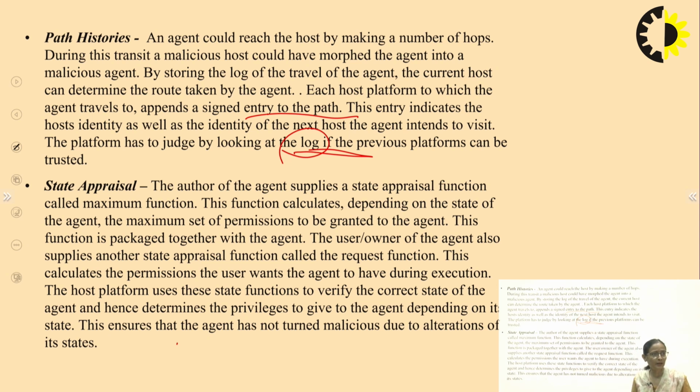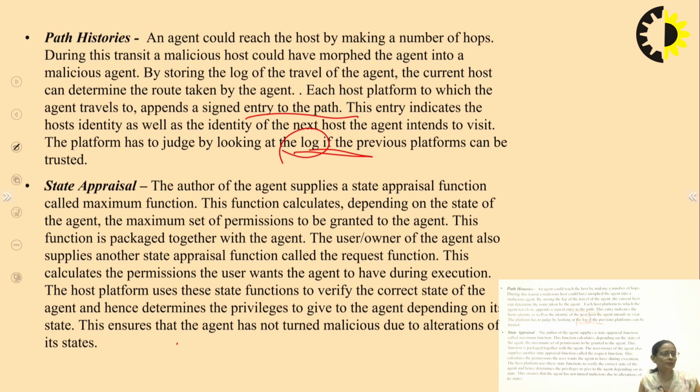This entry indicates the host identity as well as the identity of the next host the agent intends to visit. So the platform has to judge, by looking at this log information, whether the previous platforms can be trusted or not. If it finds that any one of the host machines from where that particular mobile agent is reaching it is a malicious one, then the host platform can deny its execution.